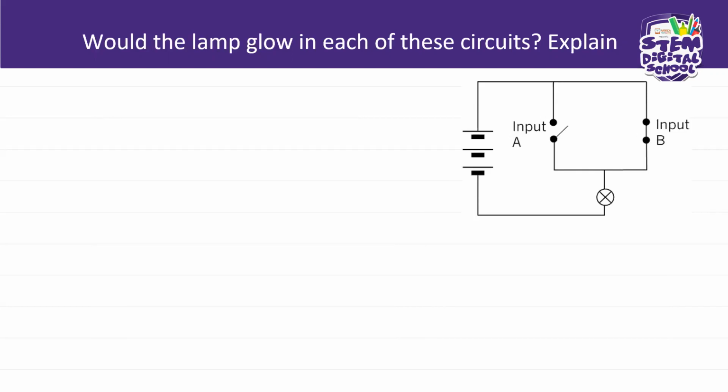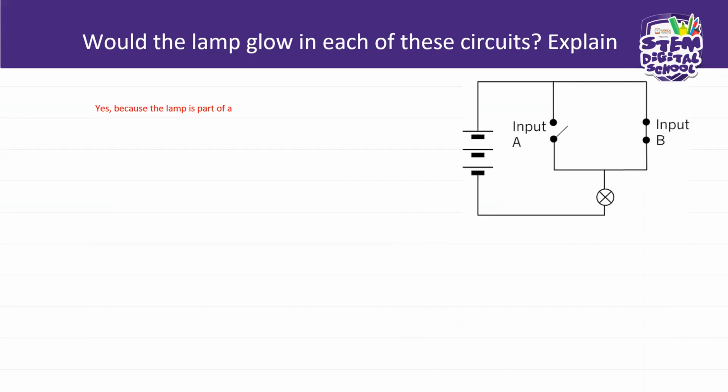Right. Now let us look. Would the lamp glow in each of these circuits? Let me see how much time we have. Okay. Let us do just this one. Looking at this circuit diagram, do you think the light will glow? We have just done that. Do you think the light will glow?